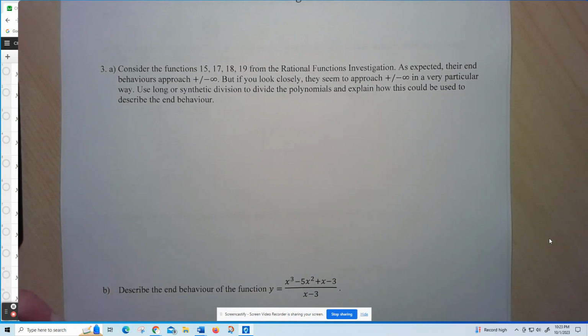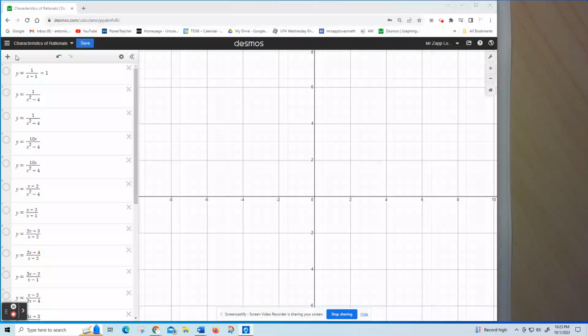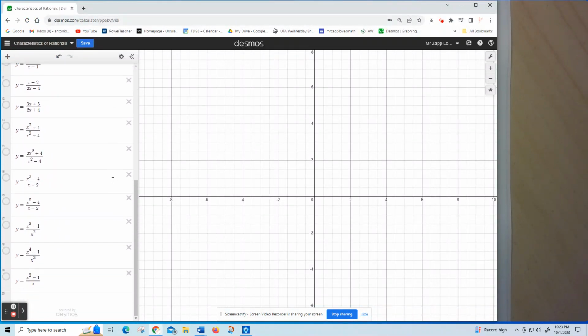So I want you to do two things. Let's take a look at these here. I want you to consider what happens in these scenarios. So I believe it's this one here and then these three. Maybe you want to even graph them on Desmos. Compare the behavior, the end behavior of these functions, and take a look to see if you can find a relationship in the functions in the numerator and denominator.